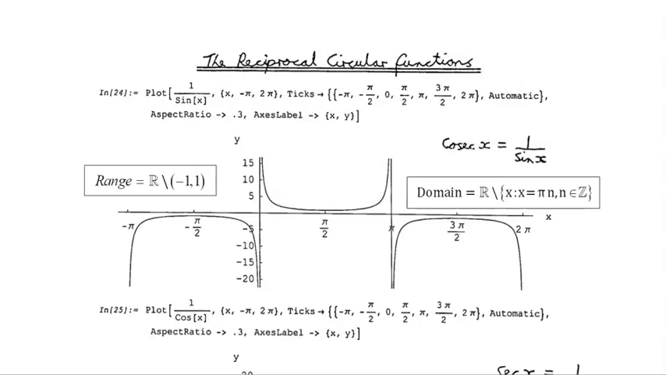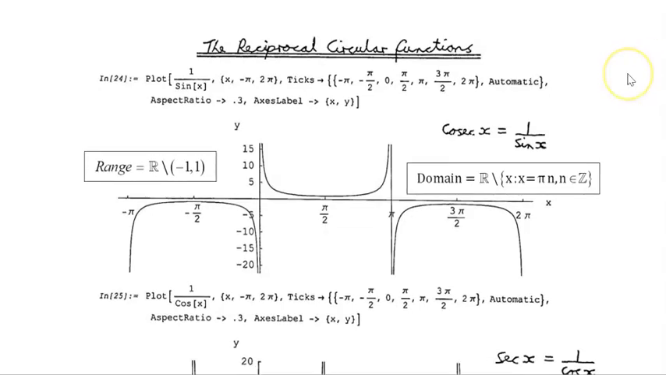With this video, we'll have a look at the reciprocal circular functions. And we'll start with the cosecant function, shortened to cosec. Okay, so cosec x, which is just 1 over sine x, and a plot of it you can see here.